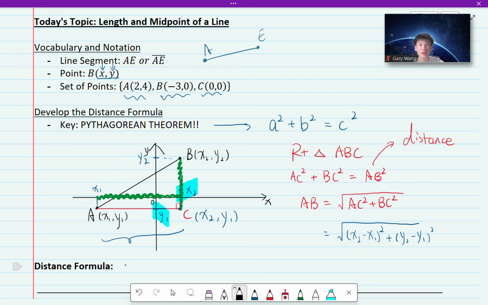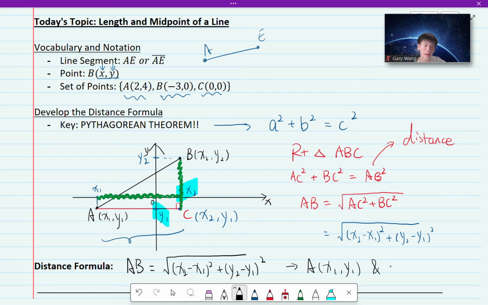So the distance formula for any line segment AB is equal to the square root of x2 minus x1 squared plus y2 minus y1 squared. And the precondition is that A is x1, y1, and B is x2, y2.